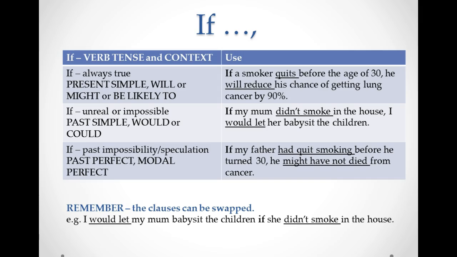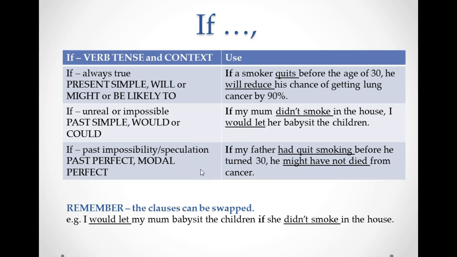You could also say, if a smoker quits before the age of 30, he is likely to reduce his chance of getting lung cancer. The second one is unreal or impossible. For example, if my mum didn't smoke in the house, I would let her babysit the children. Now, unfortunately, my mum smokes, so this is an unreal situation. So I must use past simple and would.